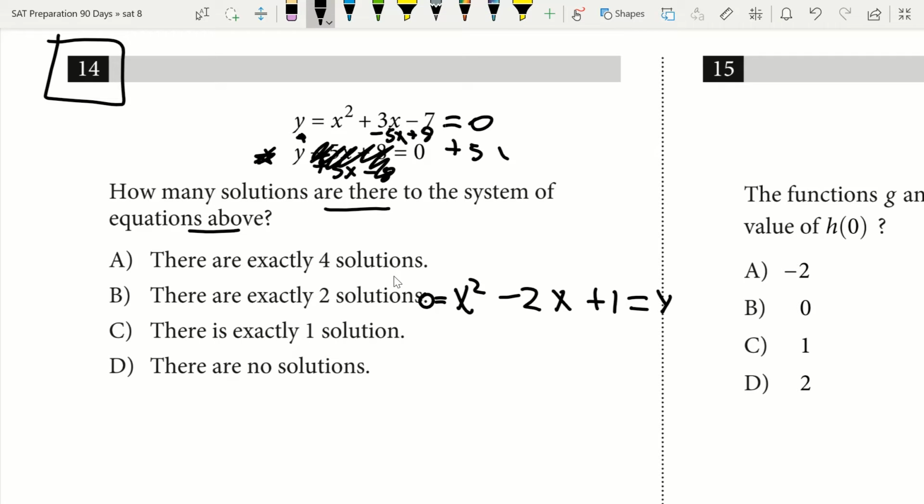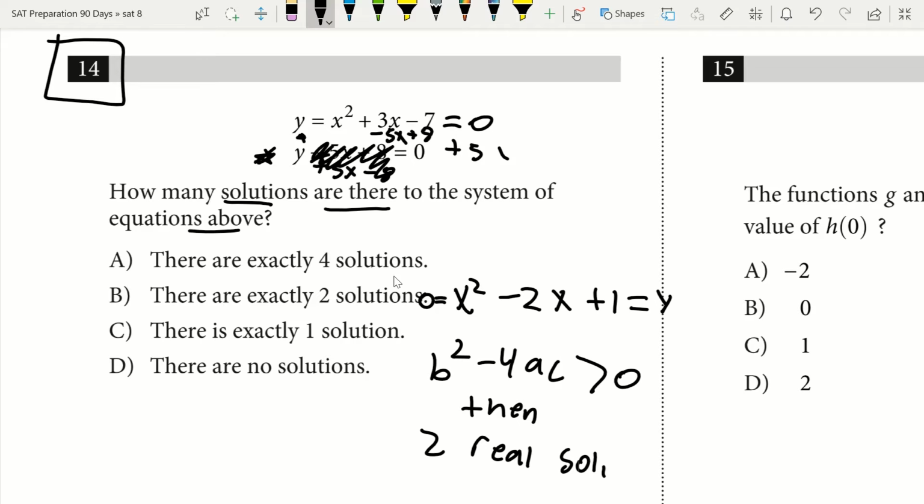So what I can do at this point is use b squared minus 4ac to determine the number of solutions. If b squared minus 4ac is greater than 0, then there are going to be 2 real solutions. So then there will be 2 real solutions.